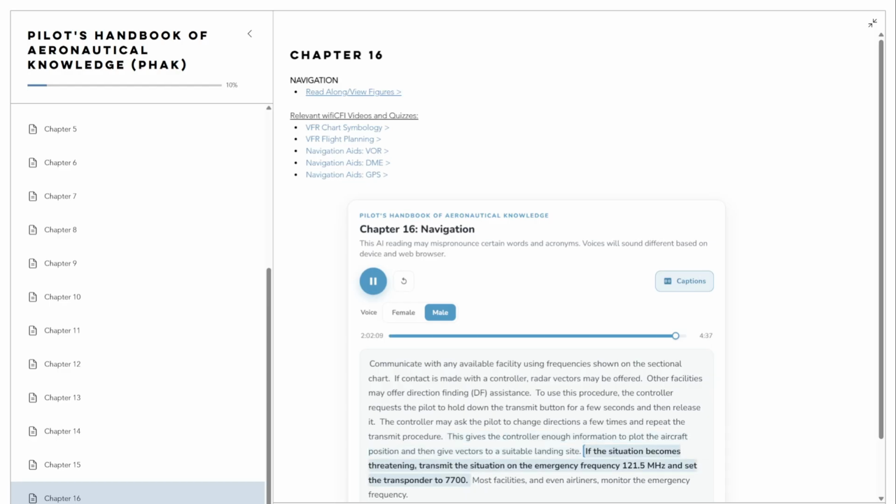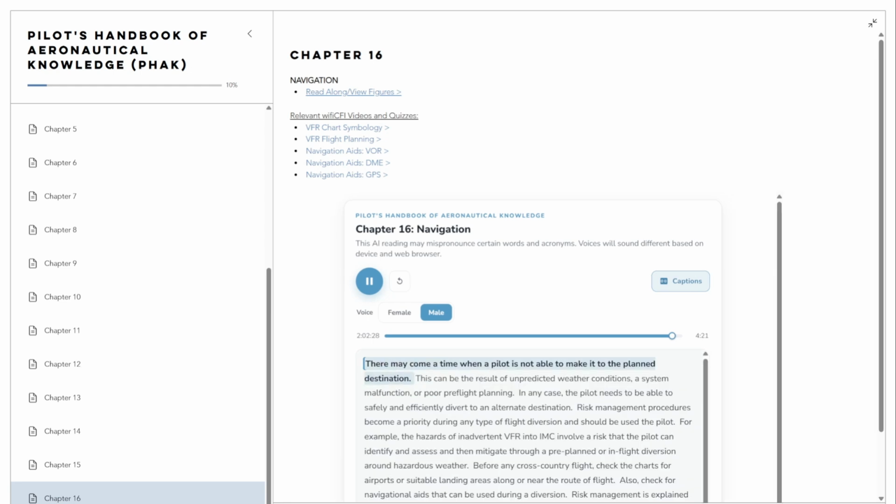If the situation becomes threatening, transmit the situation on the emergency frequency 121.5 MHz and set the transponder to 7700. Most facilities, and even airliners, monitor the emergency frequency.